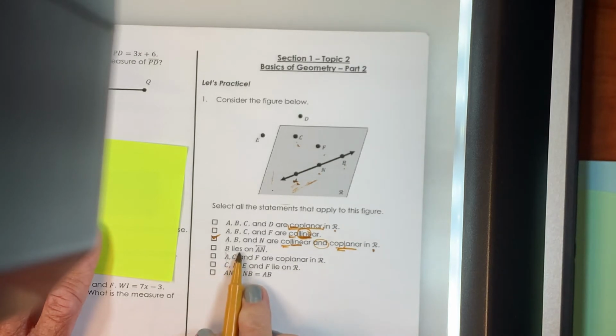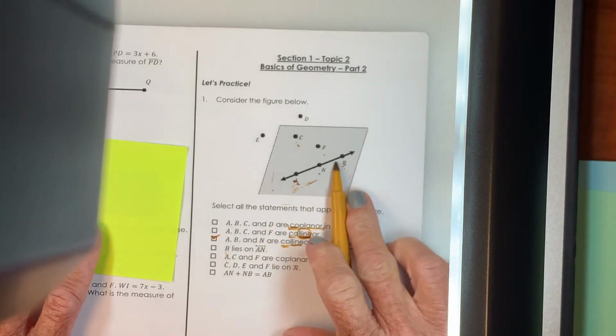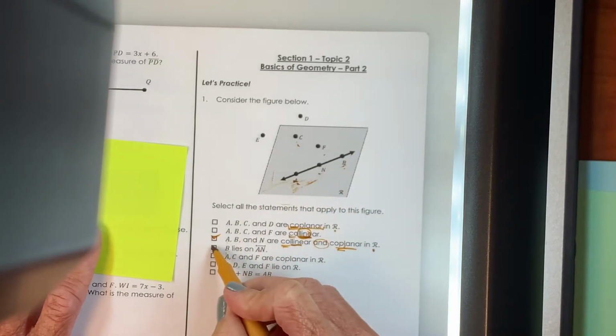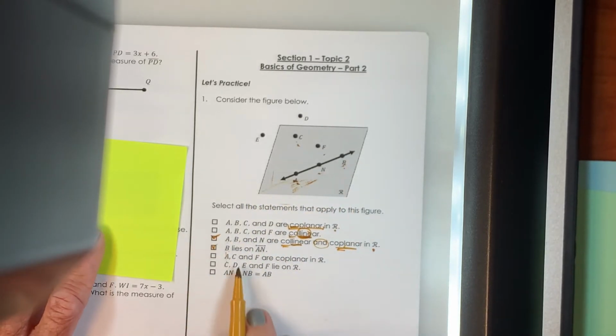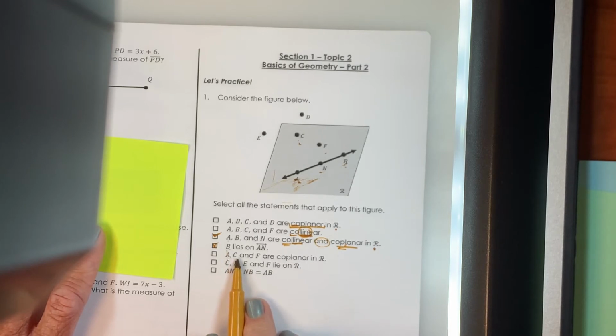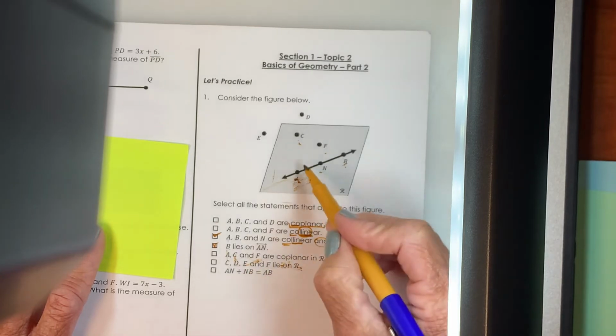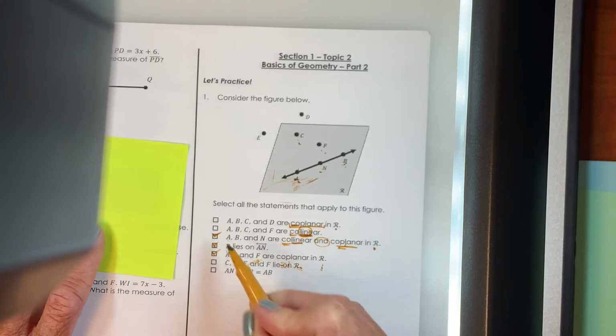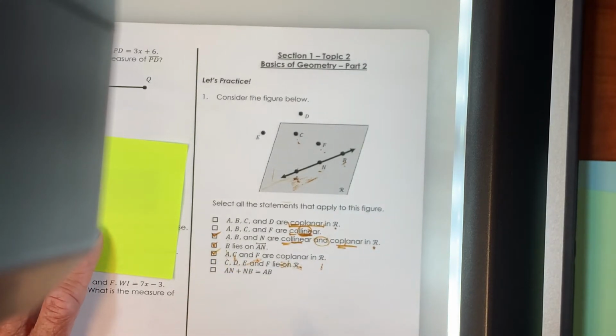Does point B lie on, and remember we read this with the arrows over the ends as line AN. So does B lie on line AN? Yes, line AN continues forever and it contains B. This is true. Are points A, C, and F coplanar in plane R? Do those 3 points all lie in the same plane? A, C, and F are all contained in this gray surface that represents the plane, so yes.